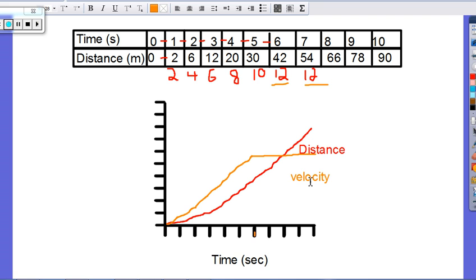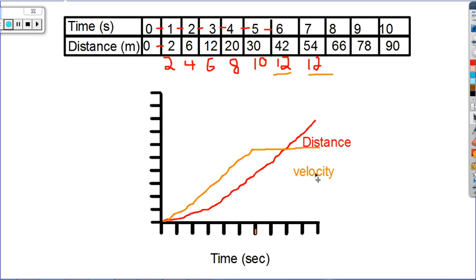Next, let's talk about the acceleration time graph now. Acceleration, unlike velocity, so velocity is the change of distance over time, acceleration is the change in velocity. So we're just looking at changes in velocity. The velocity goes from 0 to 2 to 4 to 6 to 8 to 10 to 12.